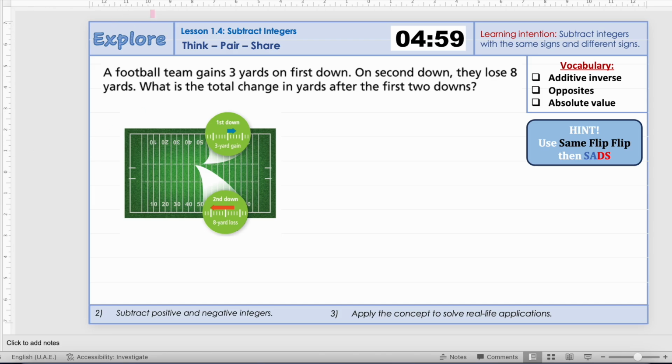Let's take this example. A football team gains 3 yards, so basically that's a +3.